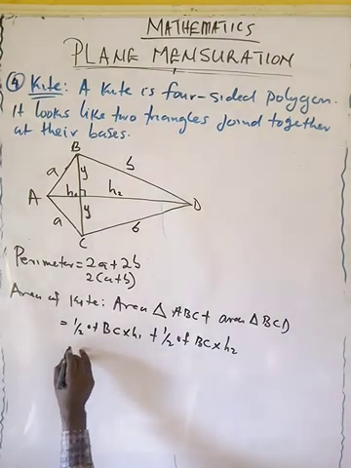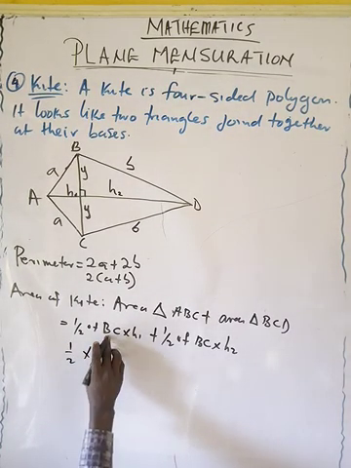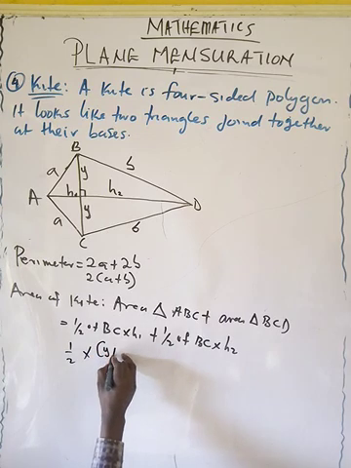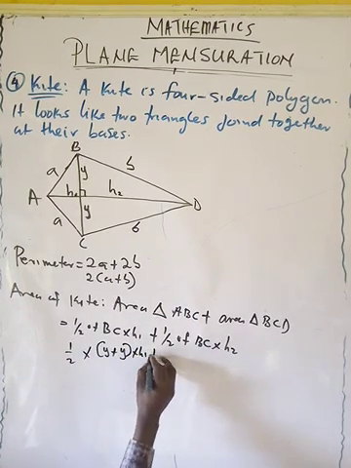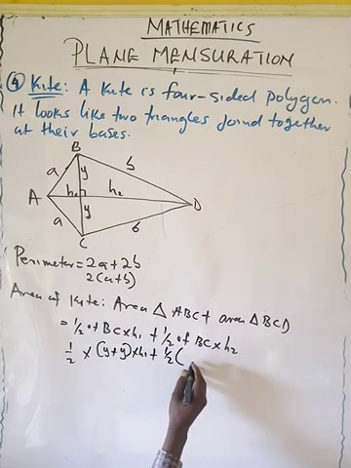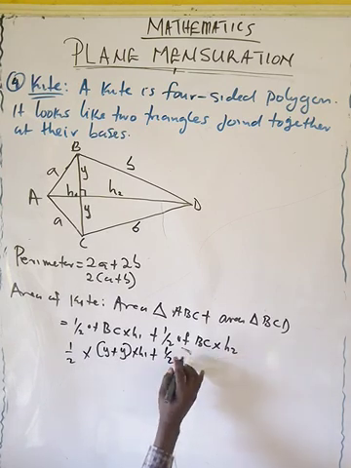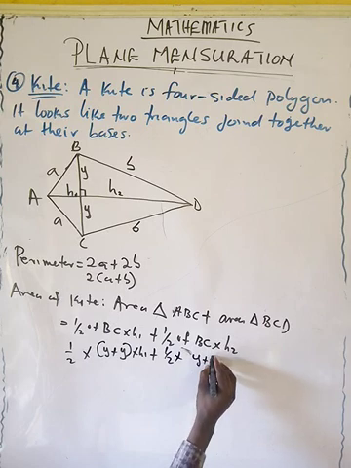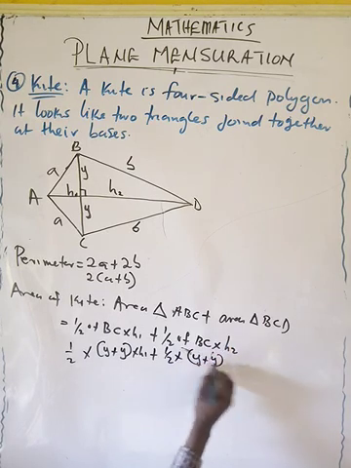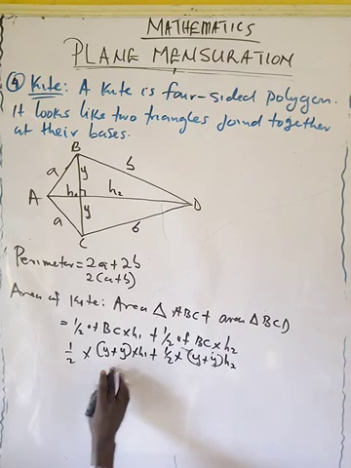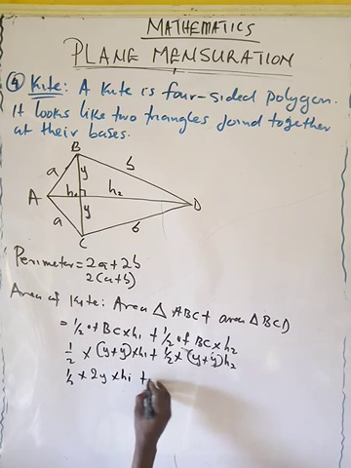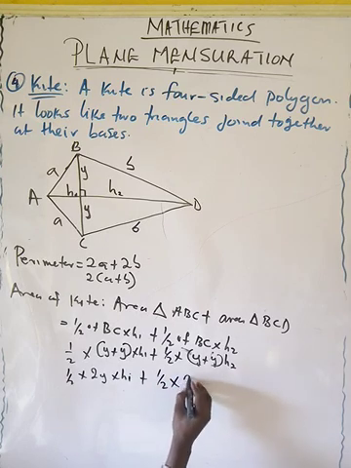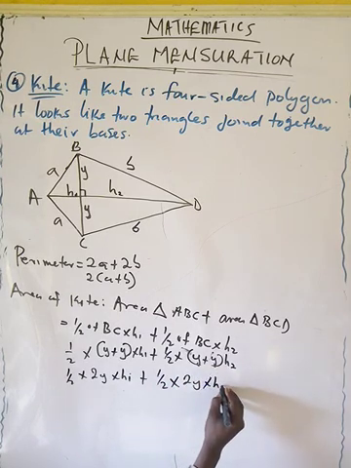So from here we have half of this times what? Our BC. Our BC is y plus y. So it is half of BC, y plus y, times H1, plus 1 over 2 times BC, that's y plus y, times H2. So now we have half of y plus y, that is 2y, times H1, plus 1 over 2 times 2y, y plus y, 2y, times H2.